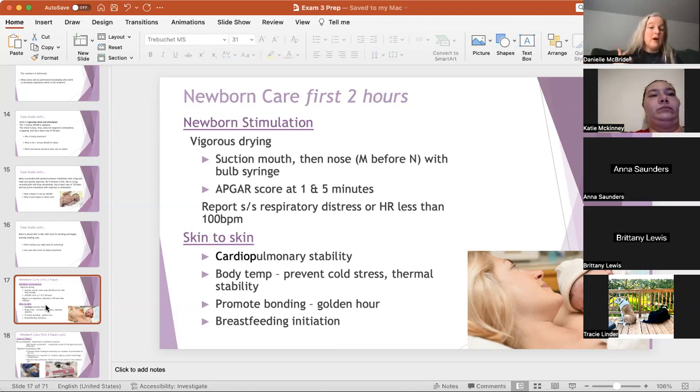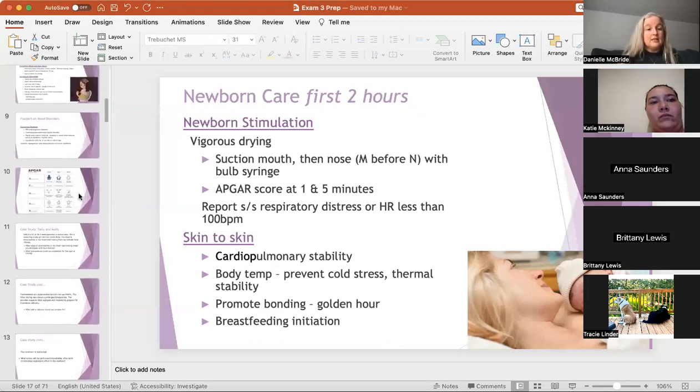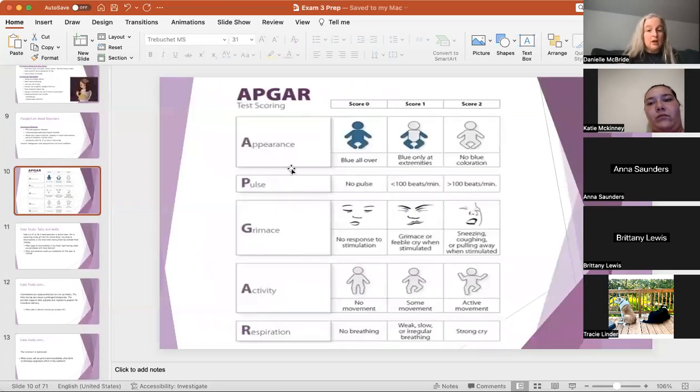And the vigorously part, why am I trying to dry them vigorously? Doesn't it stimulate their lungs? Yep. Let's get that baby crying. That's the best way for a baby to clear their airway, is to cry. And so if we're drying them and we're stimulating them, then we can get a pretty good idea. We can start checking these little items off of our list and noticing their color and their pulse and their grimace and their activity and respirations.